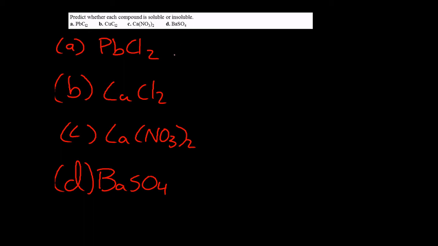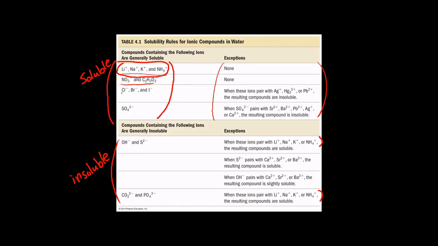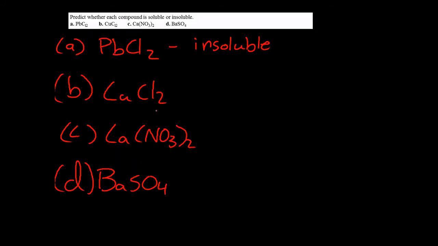Alright, so if you look at the table, what you'll see is that chlorine, or chloride, is generally soluble, but lead is one of the exceptions. So this is insoluble. So you see chloride, generally soluble. Lead is an exception, so it is insoluble. Copper chloride, again, chloride, generally soluble. Copper is not an exception to that. And so this is soluble in water.